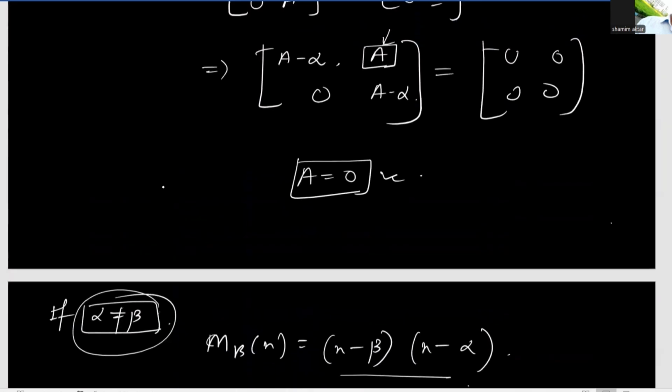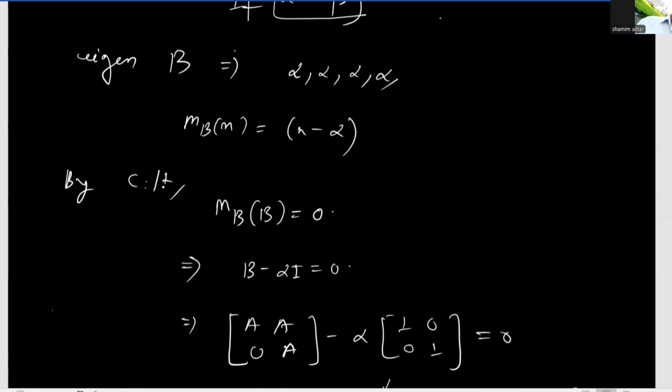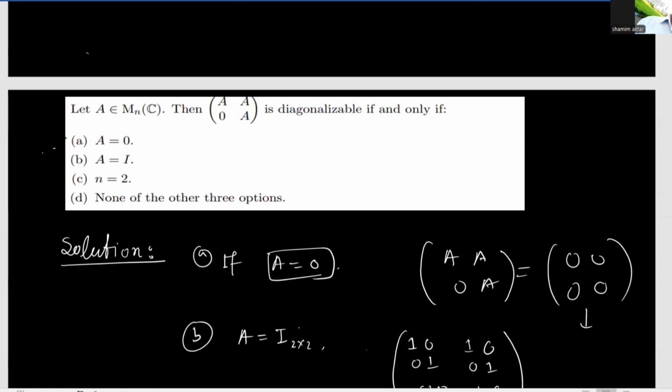So we conclude here that only if B is diagonalizable, this implies A equal to the 0 matrix. In the above cases, A equal to the 0 matrix implies B equal to the 0 matrix, and B is diagonalizable, and the converse is easily true. So hence the proof. So the answer of the question is A.